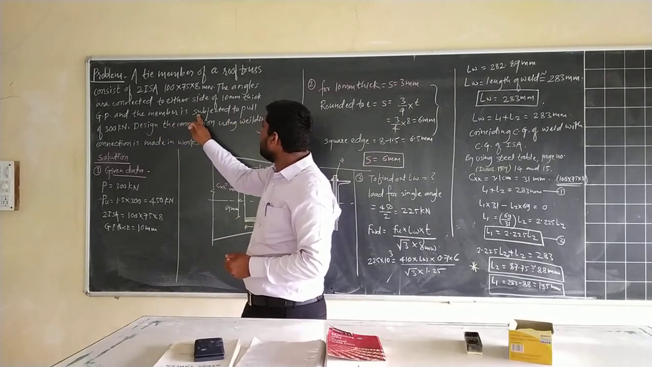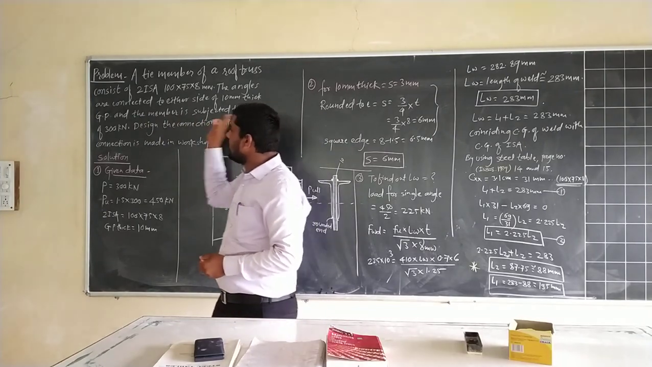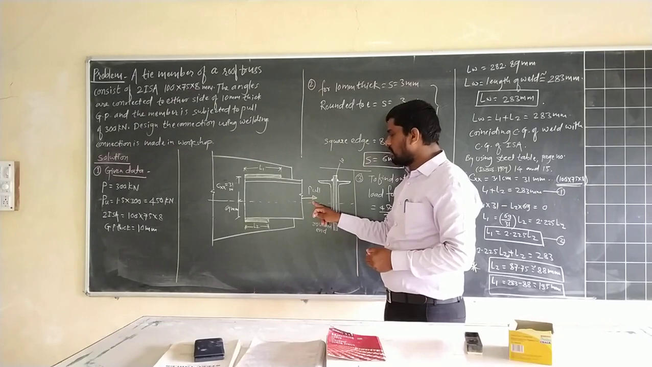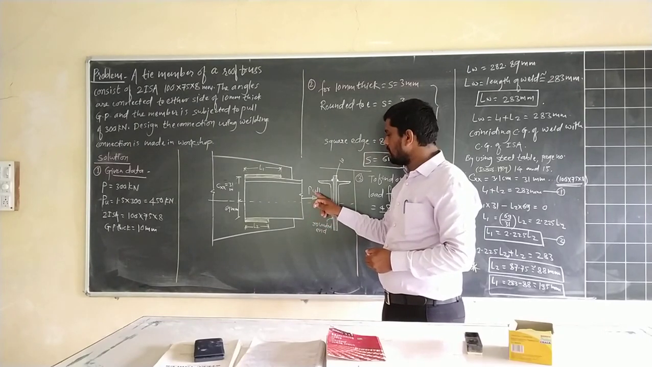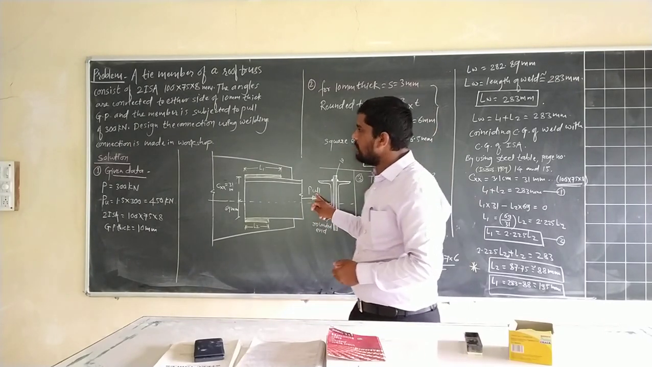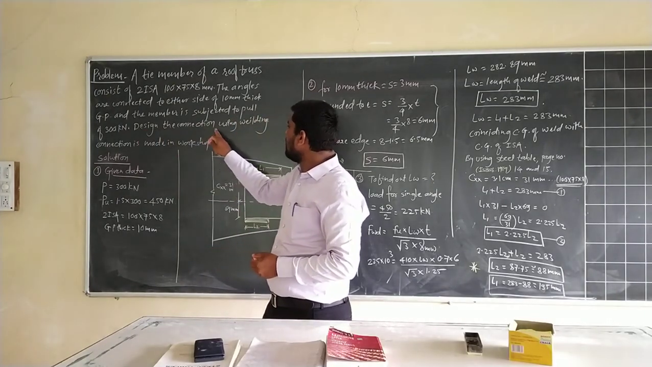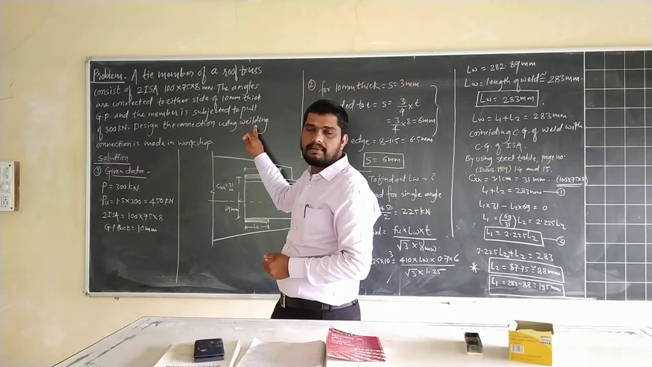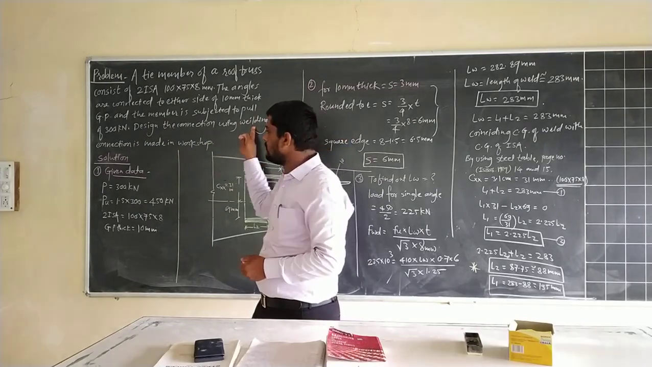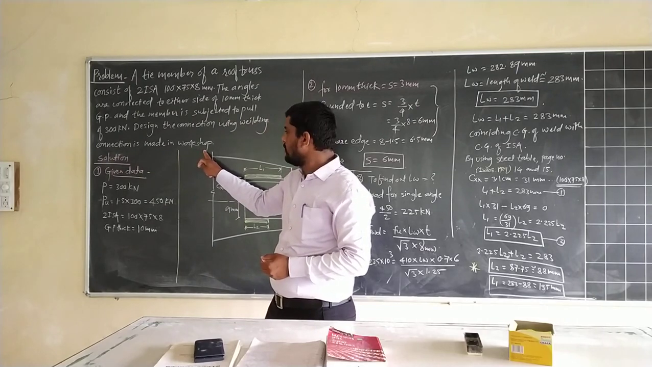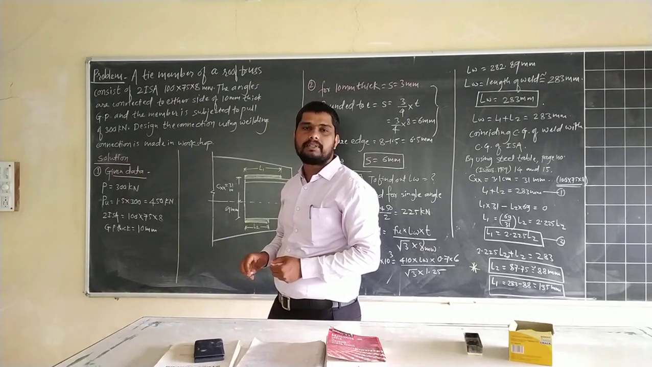And the member is subjected to a pull of 300 kilonewton. So this pull force of 300 kilonewton is given to this plate, which is already mentioned in the numerical. Then design the connection using welding. Here we are going to design for welding, and the connection is made in the workshop. So we are going to keep this in our mind.